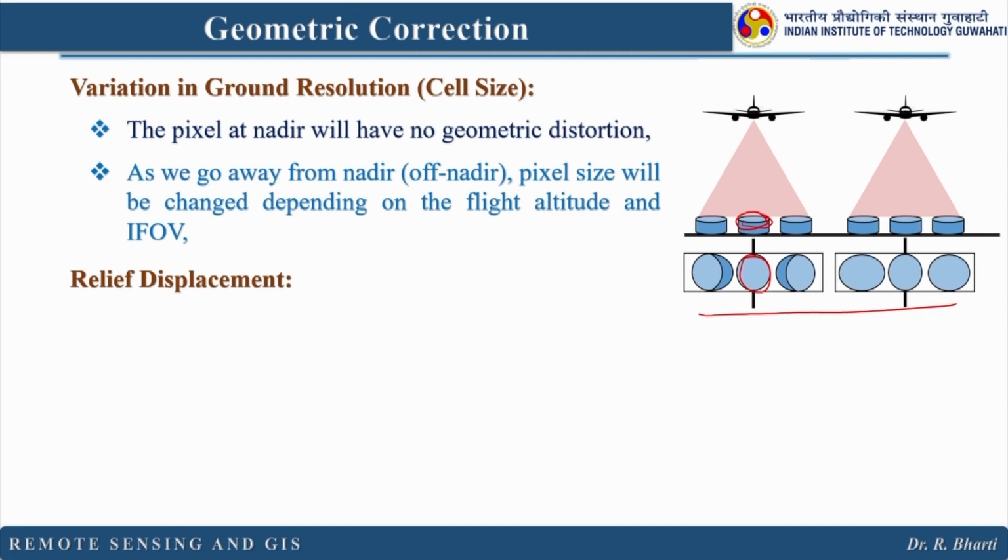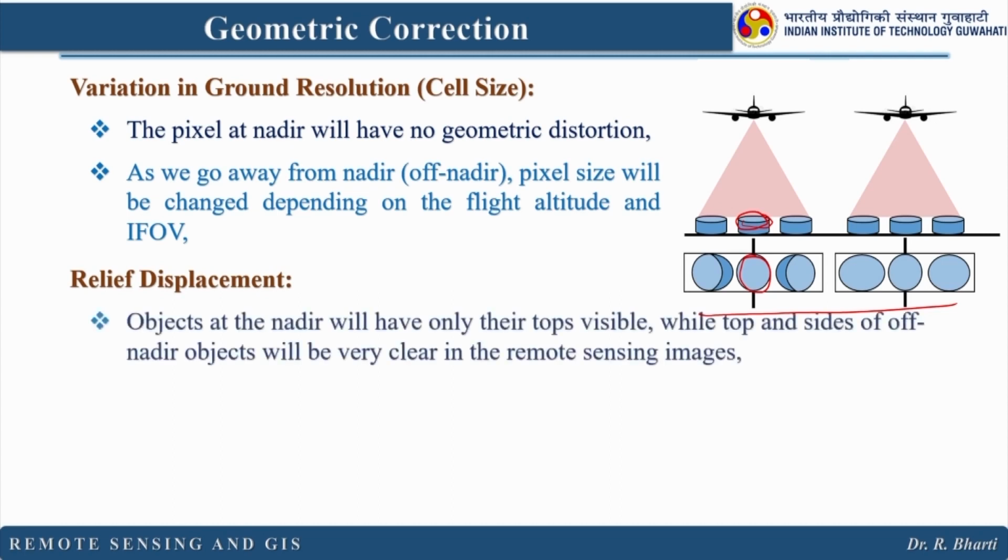Now, the next concept is relief displacement. Objects at the nadir will have only their top visible, while the top and side of off nadir objects will be very clear in the remote sensing images. I have showed you those 3 photographs.